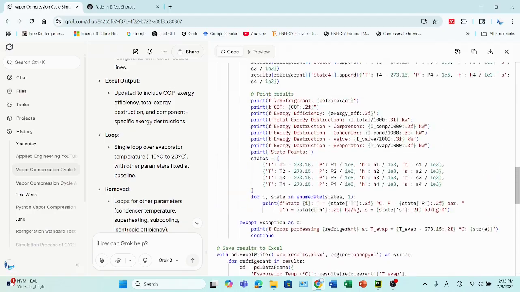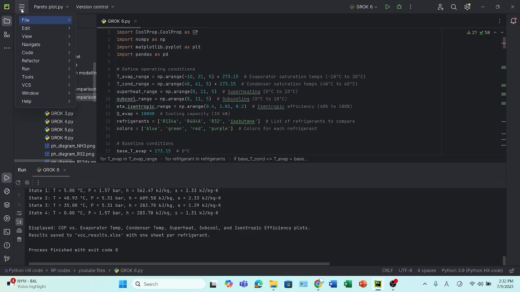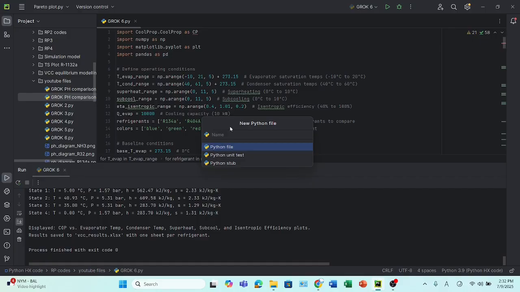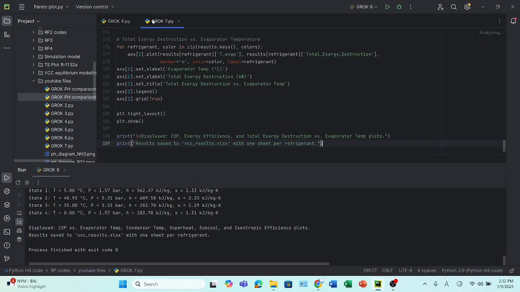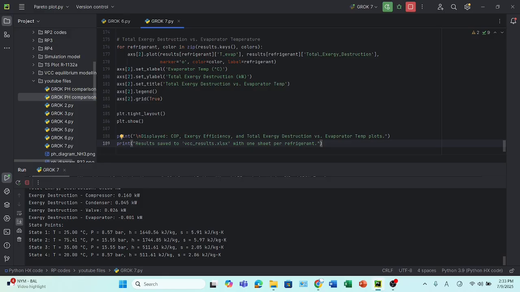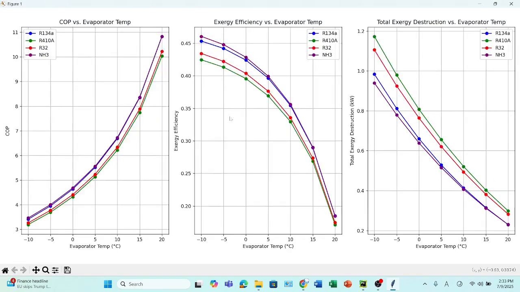Here it has provided us the code. Just copy it and paste it here in a new file, Python, and name it grok 7. Just paste this code, run it, and see what it has done. So the code is running and it is calculating the state points, and here we can see the results.